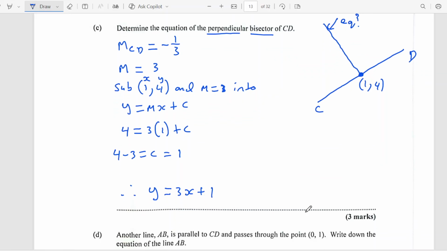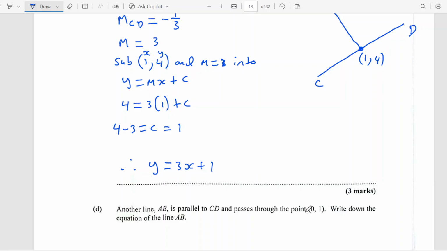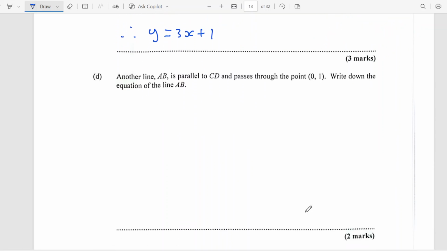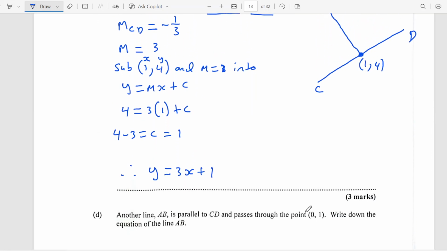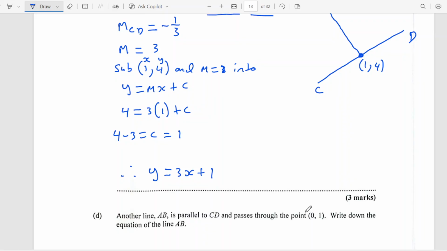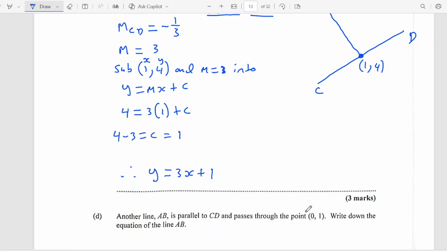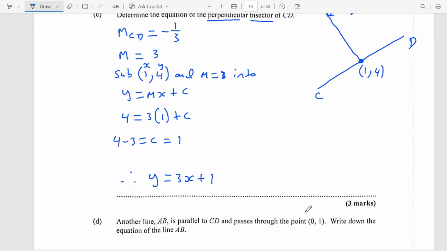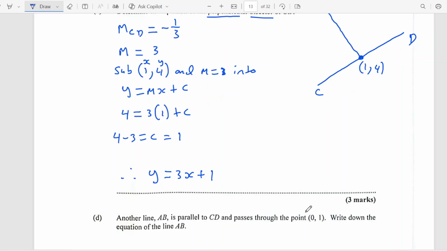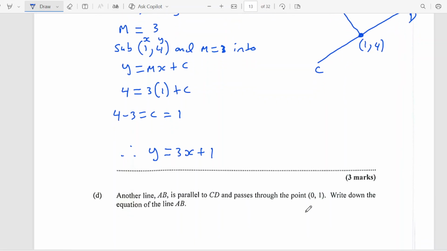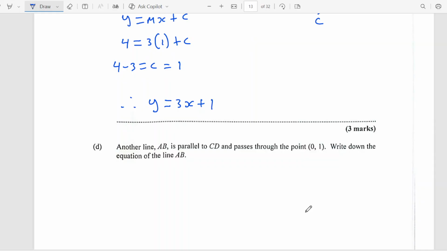And then the last question now, part D. This is for 2 marks again. Another line AB is parallel to CD and passes through the point 0, 1. Write down the equation of the line AB. Okay, so what will be the gradient of AB?